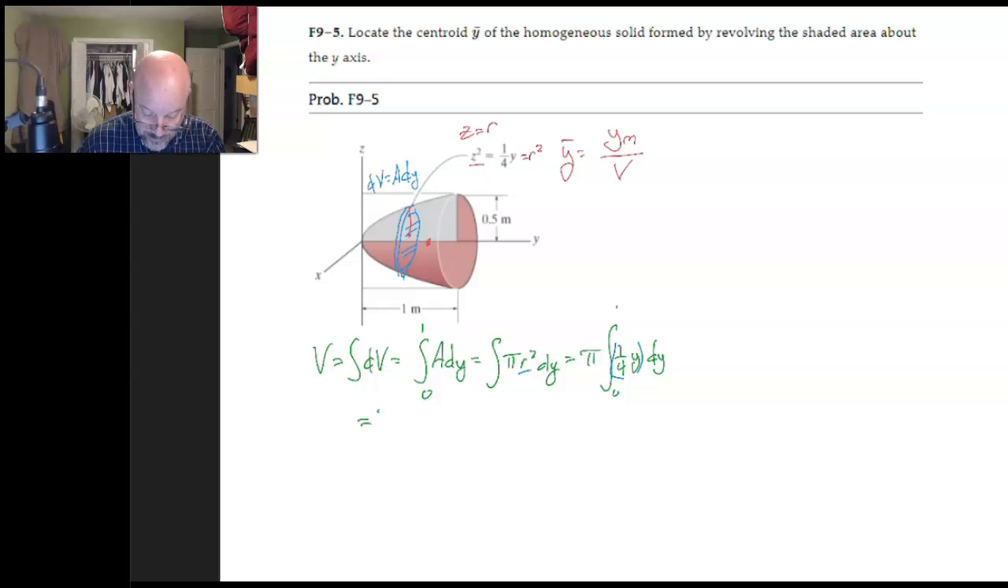So we've got pi over 4, and the integral of y becomes 1/2 y squared, from 0 to 1. That whole thing becomes pi over 8. There you go. We're going to need that, and here is what we're going to end up putting in up there.